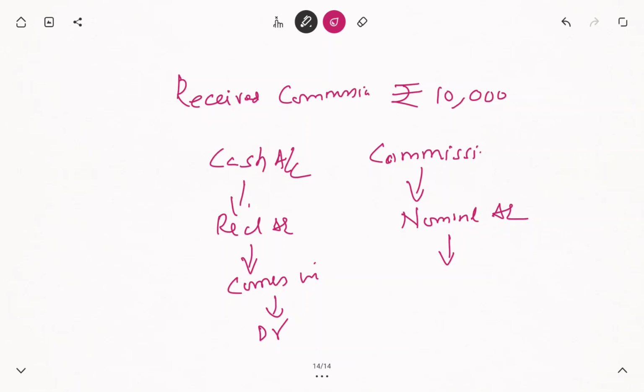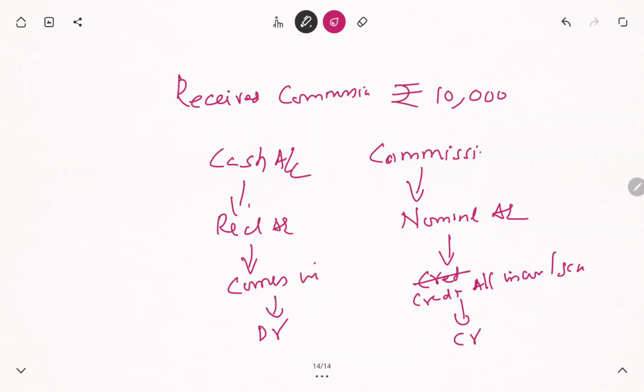Commission is an income for Raman and Co. That's why, what is the rule telling? Debit all expenses and losses, credit all incomes and gains. So credit all incomes and gains. That's why it is credited.